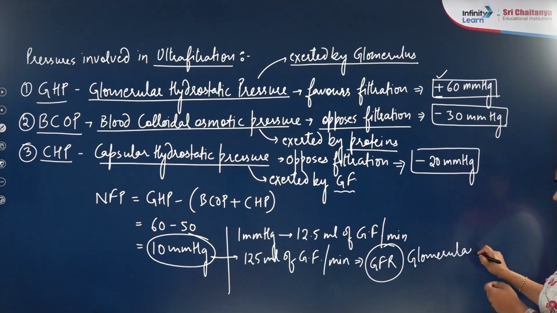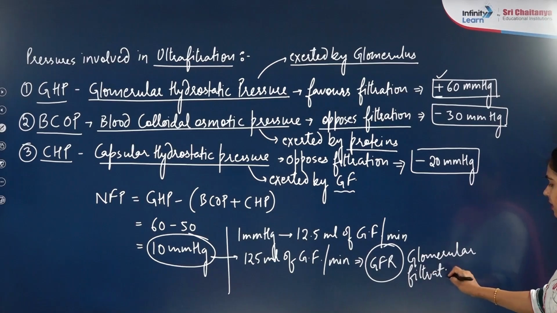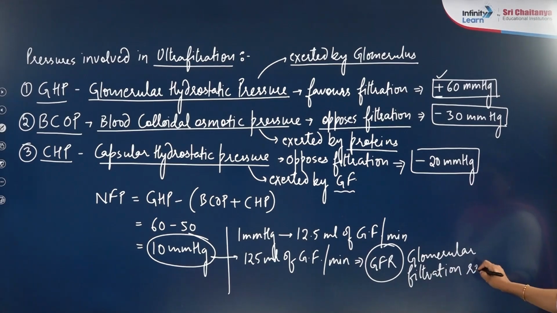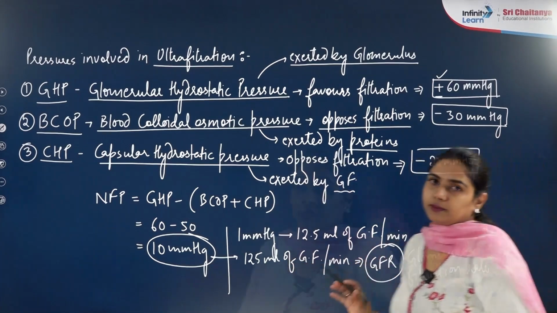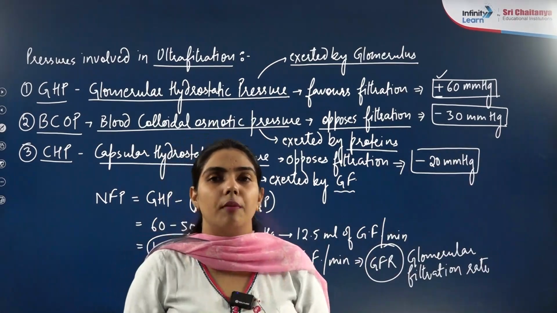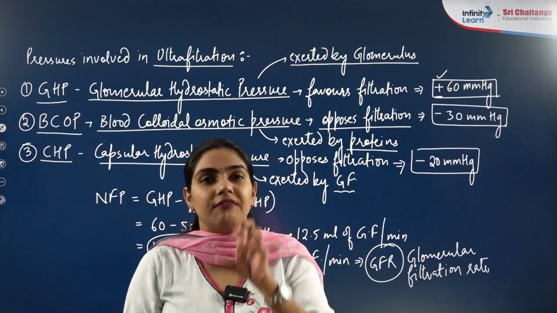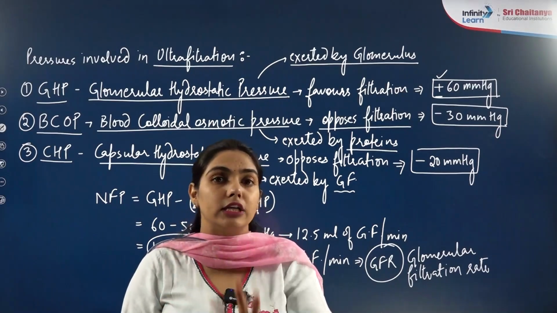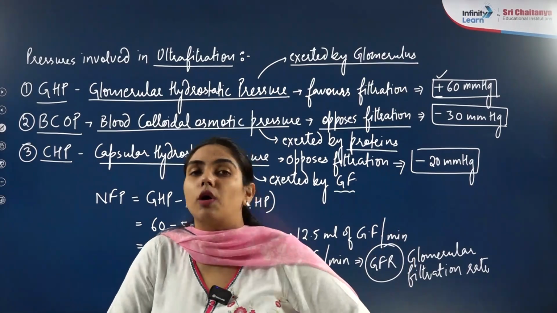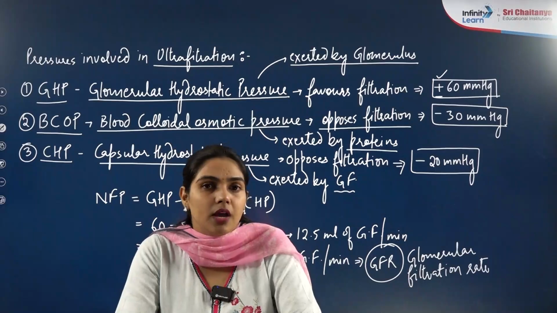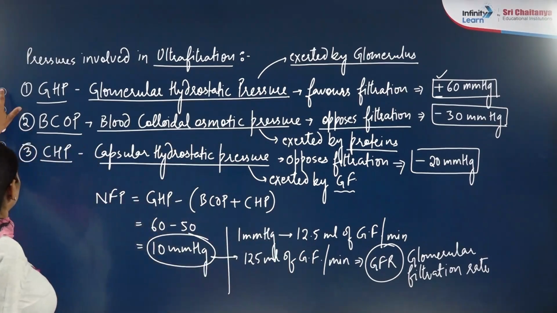What is glomerular filtration rate? This is 125 ml per minute. Per minute, our kidneys are forming 125 ml of glomerular filtrate. So, how much glomerular filtrate is formed in a day? Can you tell me that?